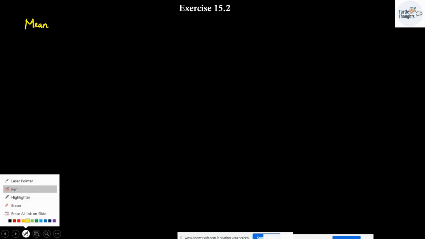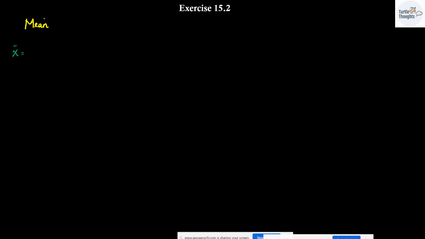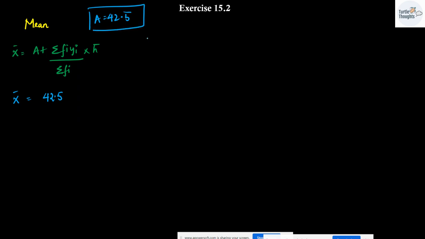Mean is given by the formula x bar will be equal to A plus summation of FiYi divided by summation of Fi multiplied by h. Substituting the values, I will be getting the value of x bar. A is going to be 42.5. Let me make a note over here. A is going to be 42.5 and we need the value of h. h is going to be equal to 4, right?